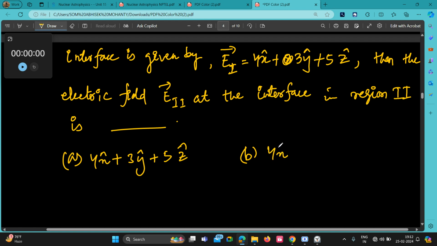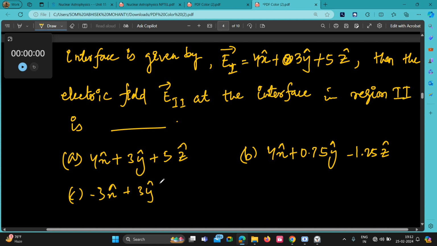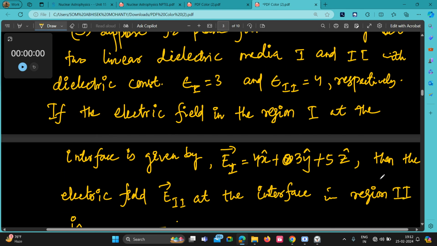Option B, 4x cap plus 0.75y cap minus 1.25z cap. Option C, minus 3x cap plus 3y cap plus 5z cap. Option D, 3x cap plus 3y cap plus 5z cap. Okay, this is the question.